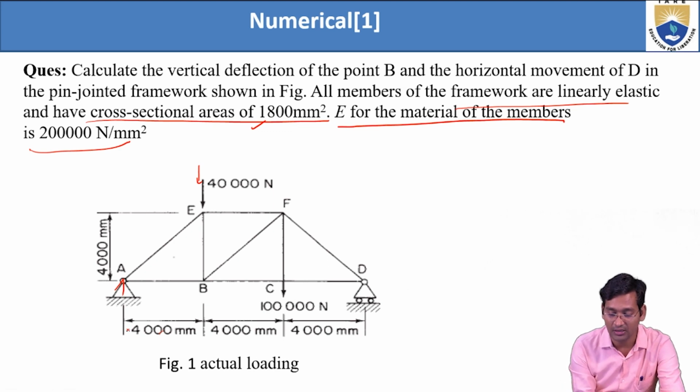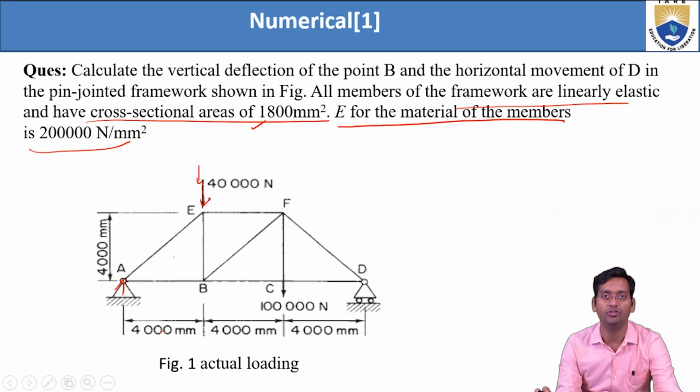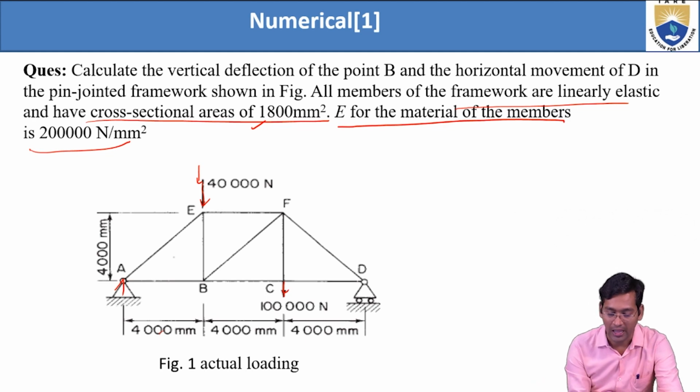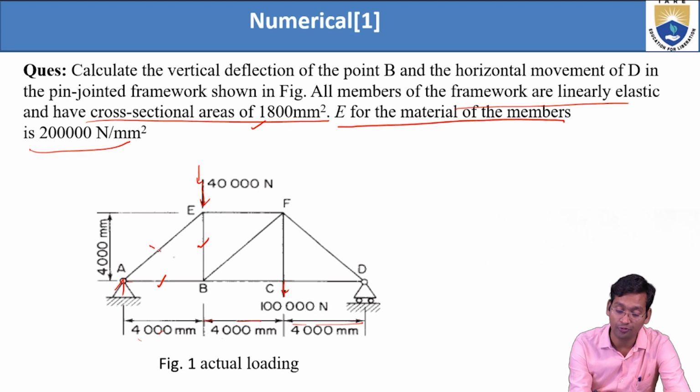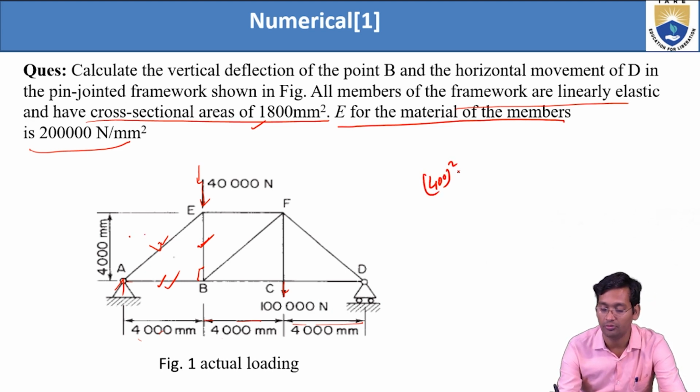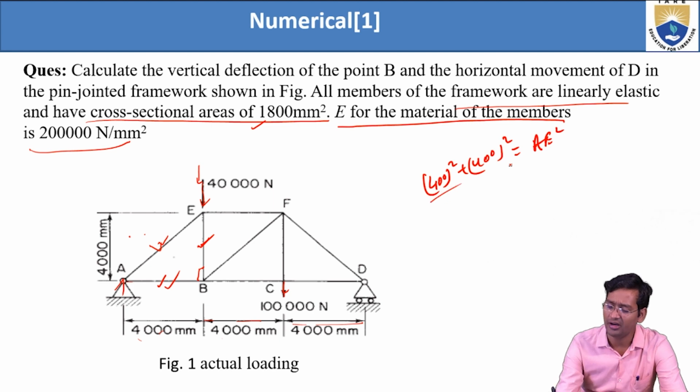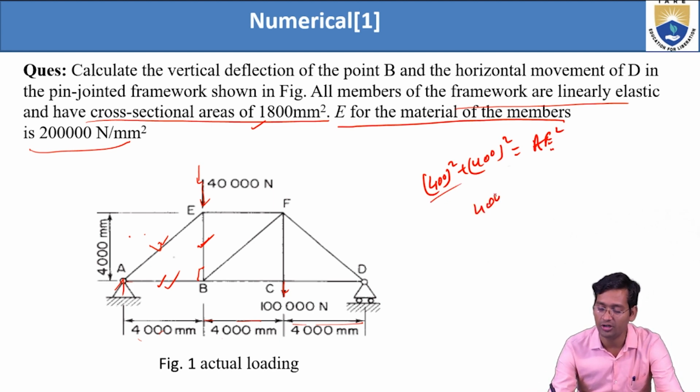Next, the length is given. The first force acting here is 40,000 Newton, and here the force acting is 1 lakh Newton, or 100,000 Newton. The distances are given as 400, 400 and 400 mm. So it's an isosceles triangle, and we have to find this length. This is the perpendicular, so you can apply the Pythagoras theorem: this square plus this square gives this square. So 400 square plus 400 square equals the square of the diagonal.